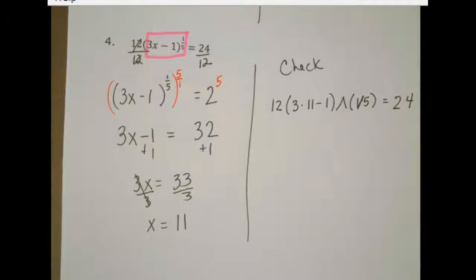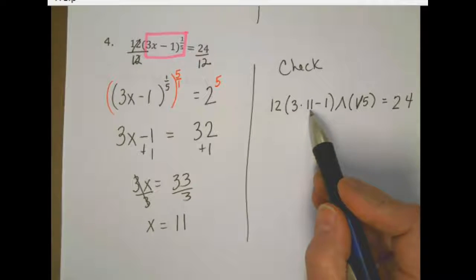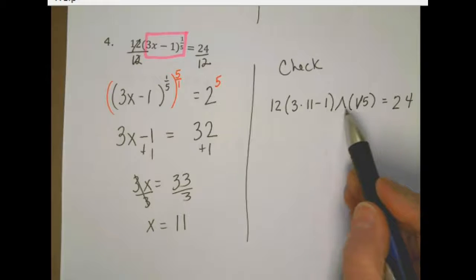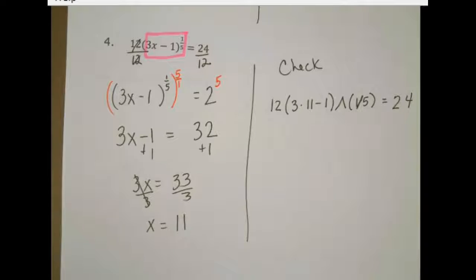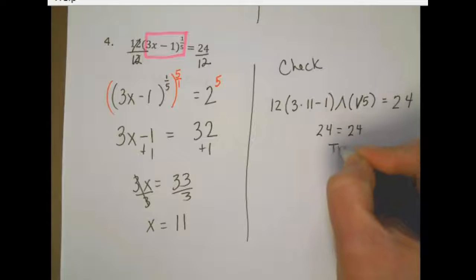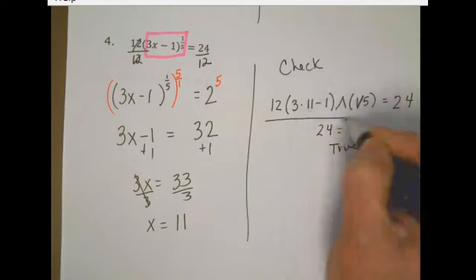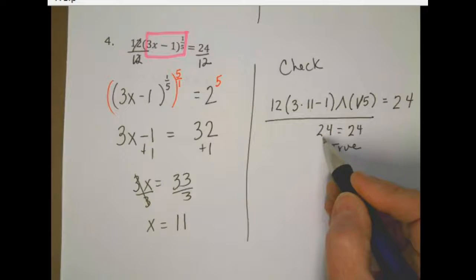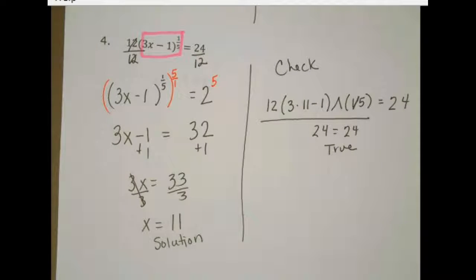And I've written it down as you would put it in your calculator. 12 times parentheses 3 times 11 minus 1 close parentheses raised to the parentheses 1/5 power. Is that equal to 24? That comes out to be true. Did you put that in your calculator and see if you really do get 24? And so this over here, the 11, is the solution because that was true.